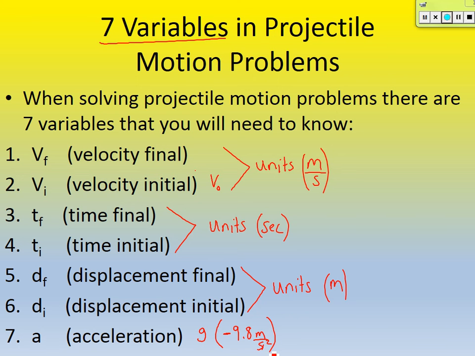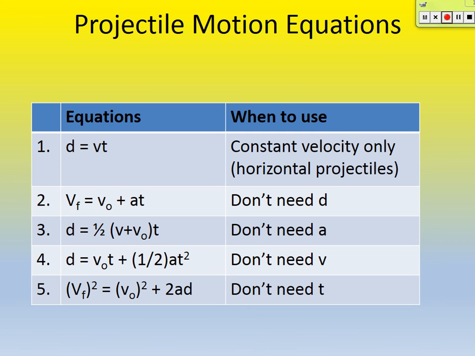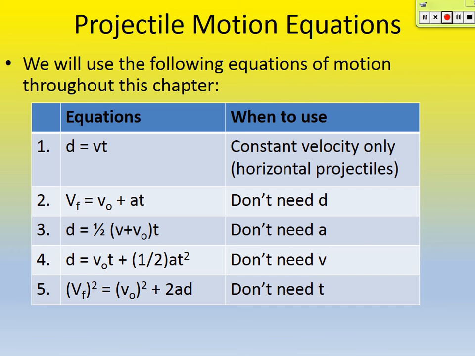Okay. So let's get to the equations that you're going to use in this chapter. There's a spot in your notes where you're supposed to write down these equations. There's 5 of them. So if you would like to hit pause right now, jot these equations down, and then we're going to briefly go over each one of them. Okay, so let's look at equation number 1. I want to go through the variables. D is for displacement. This would be displacement final, is equal to velocity times time.